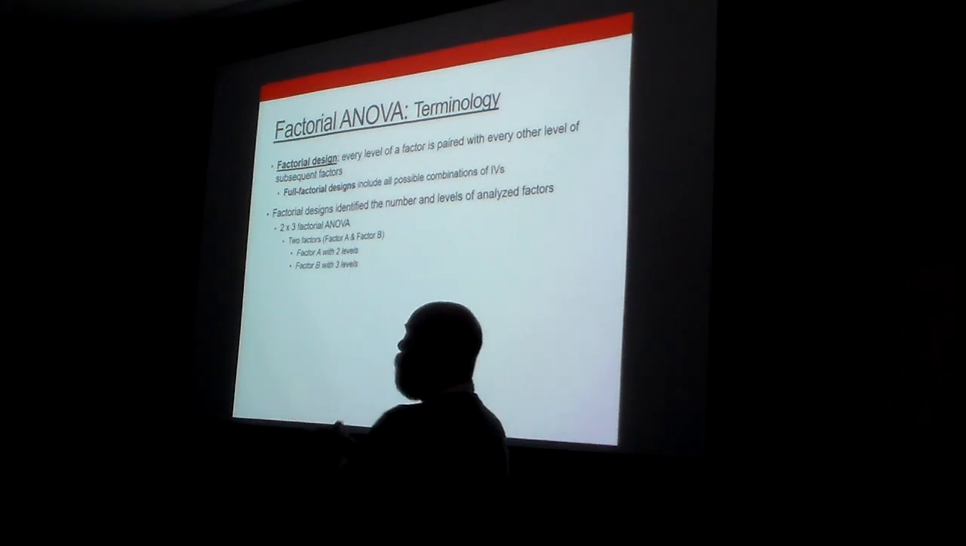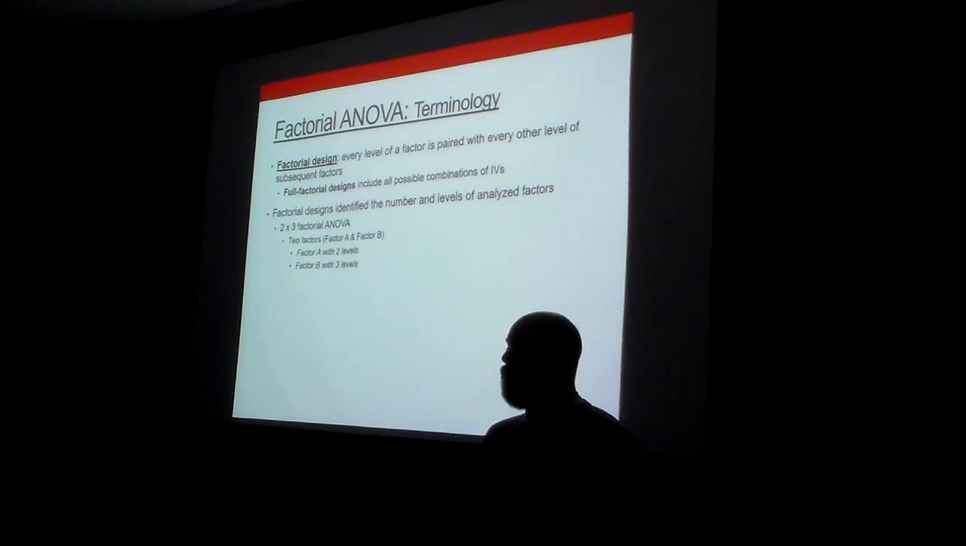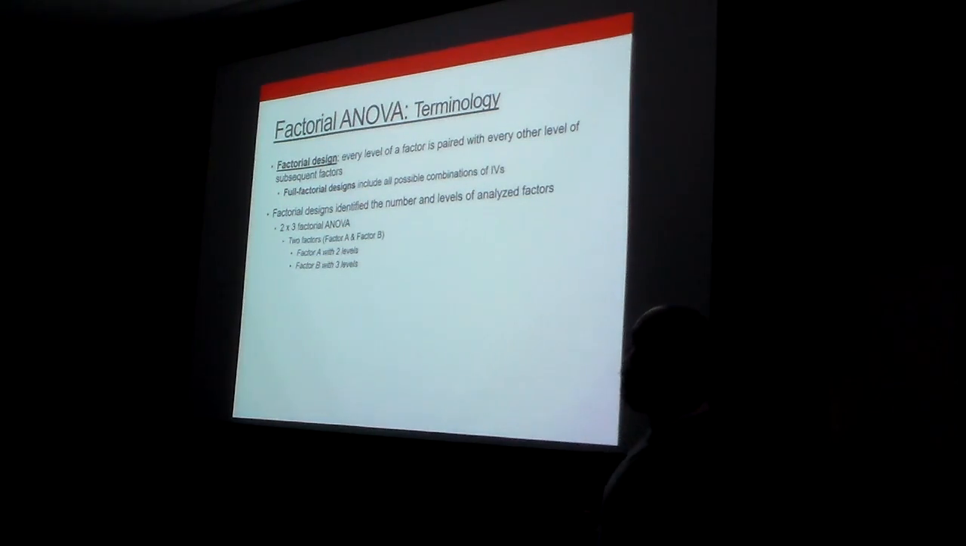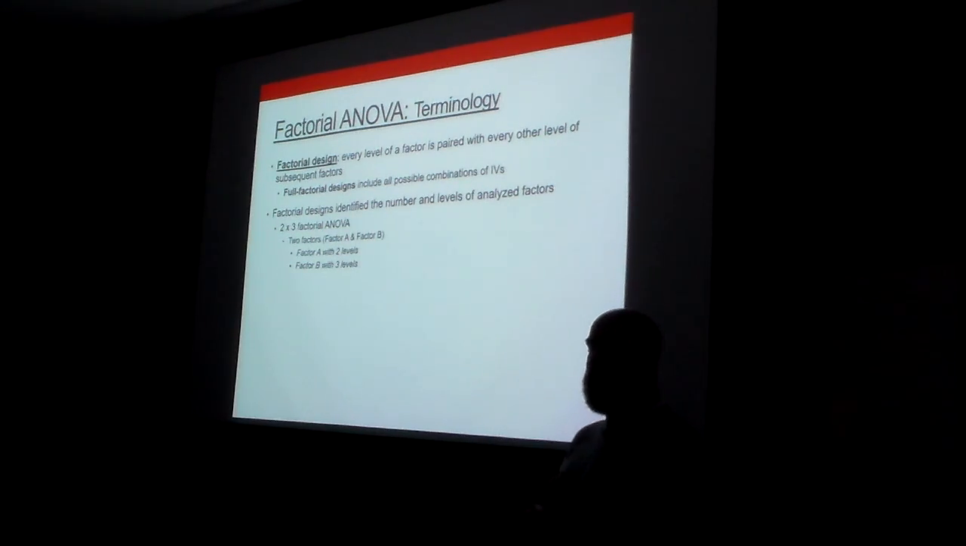Thanks. So this can start to get kind of complicated though, right? And so we want to have terminology that efficiently communicates the nature of our design to other people. And so we use our full factorial designs, identified these by the number of and levels of our factors. So a 2 by 3 factorial ANOVA, how many factors do I have?